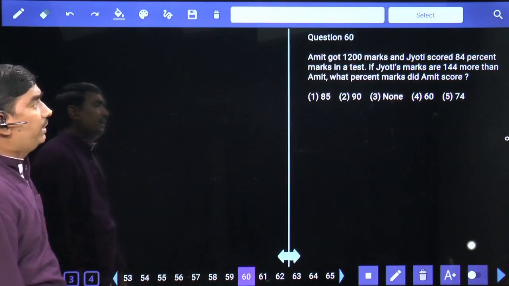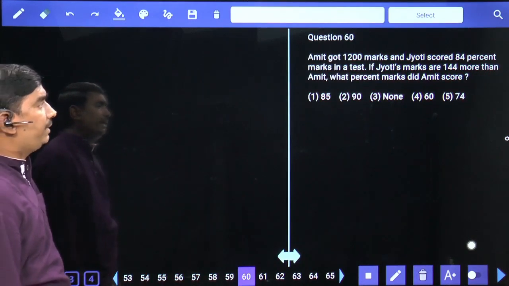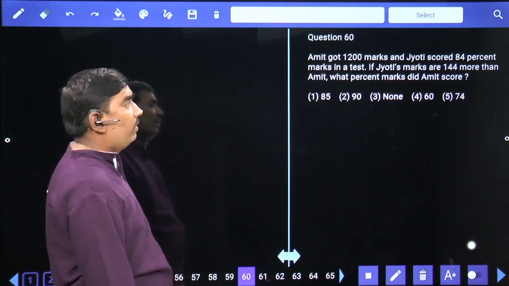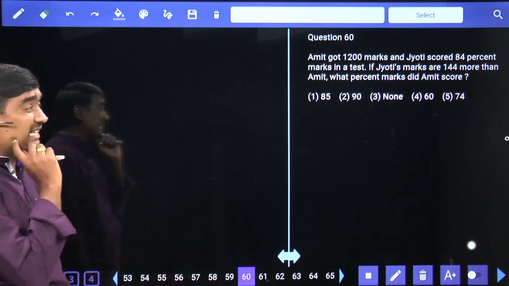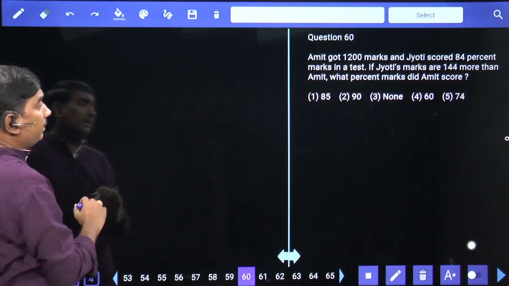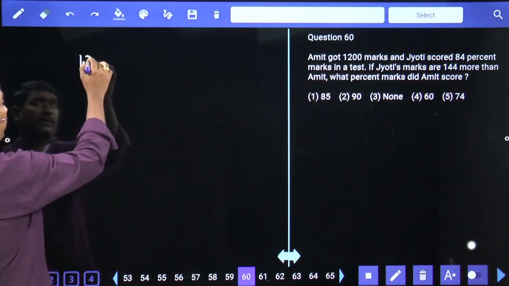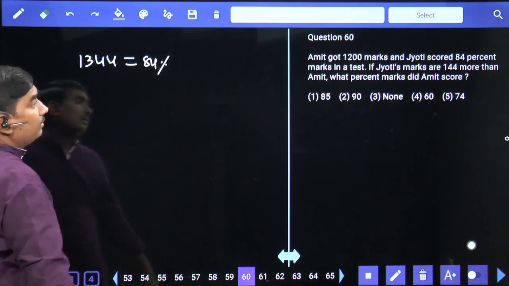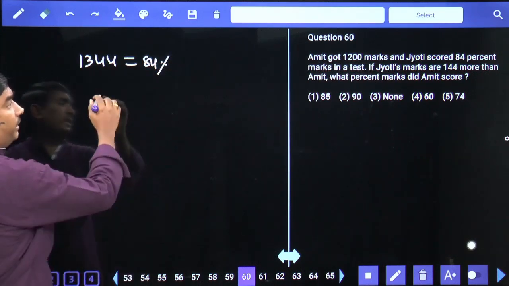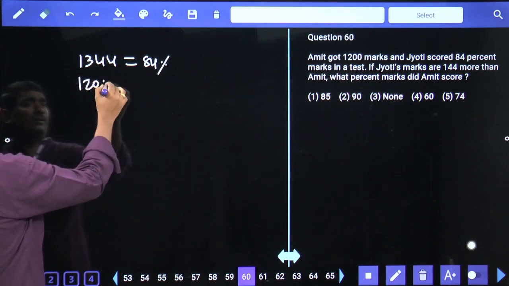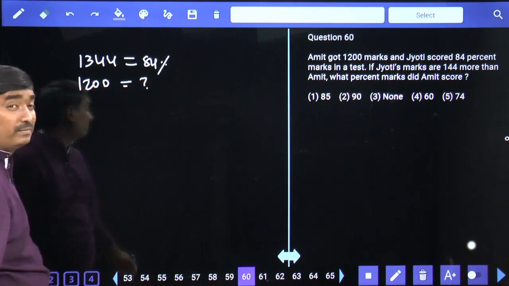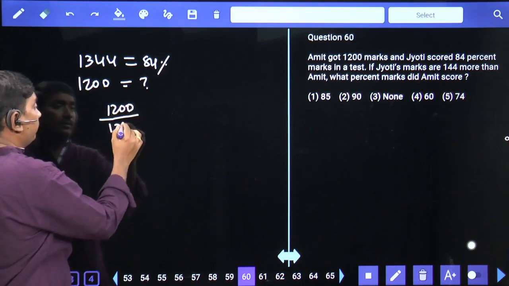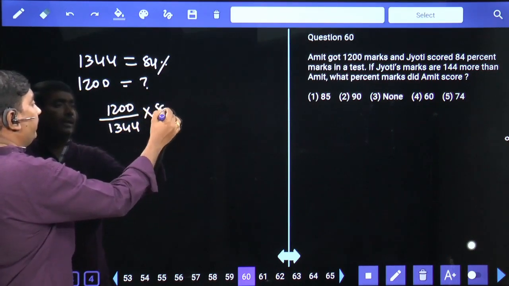Amit got 1200 marks and Jyoti scored 84% marks in a test. If Jyoti's marks are 144 more than Amit, so Amit scored 1200, 144 extra means 1344. Jyoti marks equal to 84%. Then Amit, what percent marks did Amit score? Amit means 1200 marks is equal to how much percent? 1200 by 1344 into 84.